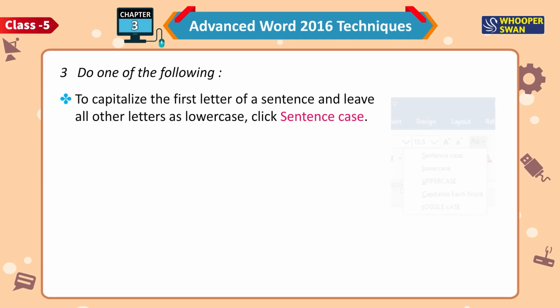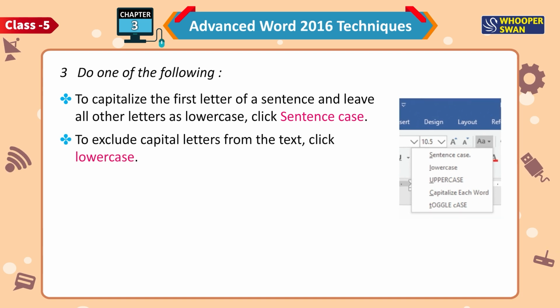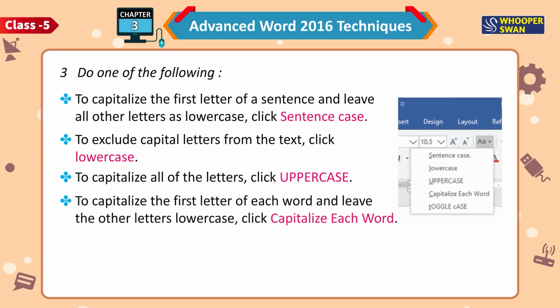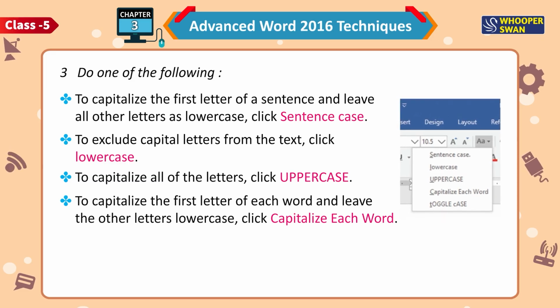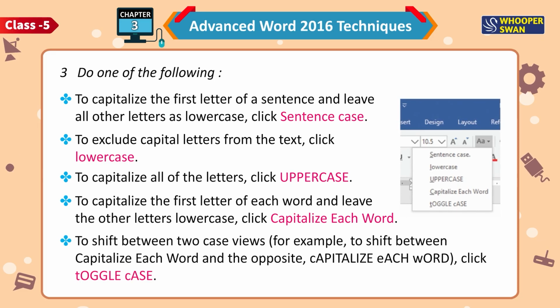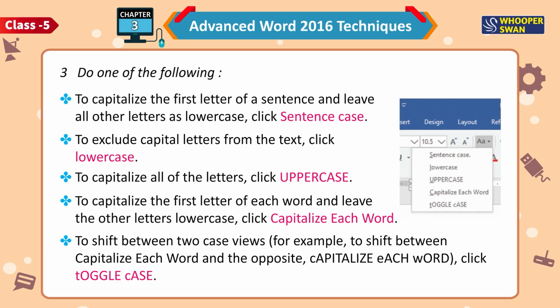To capitalize the first letter of a sentence and leave all other letters as lowercase, click Sentence Case. To exclude capital letters from the text, click lowercase. To capitalize all of the letters, click uppercase. To capitalize the first letter of each word and leave the other letters lowercase, click capitalize each word. To shift between two case views, for example, to shift between capitalize each word and the opposite, click toggle case.